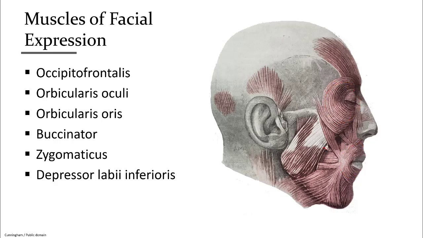The buccinator is a muscle deep inside, and it helps hollow out your cheeks as well as help move food around while you're eating. Zygomaticus is a muscle that's coming from the apples of your cheek or your zygomatic bone to the corners of your mouth. It helps you smile. Then there's depressor labii inferioris. It goes to lowering your lower lip, and so it's a muscle located down underneath this orbicularis oris muscle.